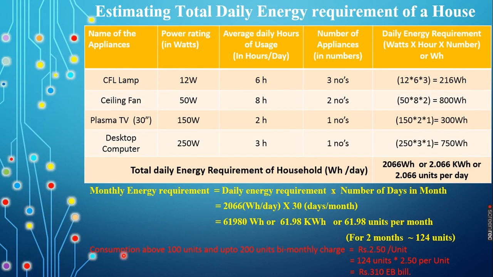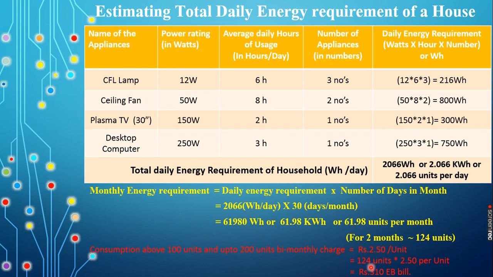Now we can calculate the bill. As per the electricity tariff, you can see consumption above 100 units and up to 200 units, the bi-monthly charge is rupees 2.50 per unit.